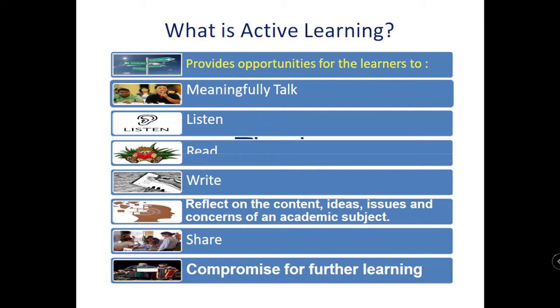Active learning means providing opportunities for the learners to meaningfully talk. We should create the opportunity to listen, to read, to write, and give opportunity to reflect on the content, ideas, issues, and concerns of an academic subject. Give opportunity to share their feelings and ideas, and give opportunity to compromise for further learning. This is active learning.